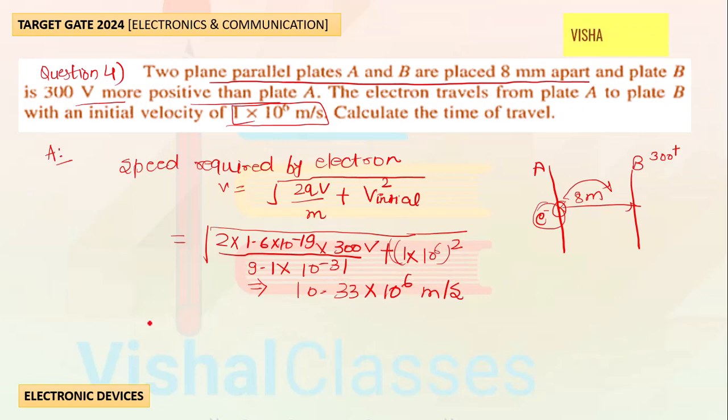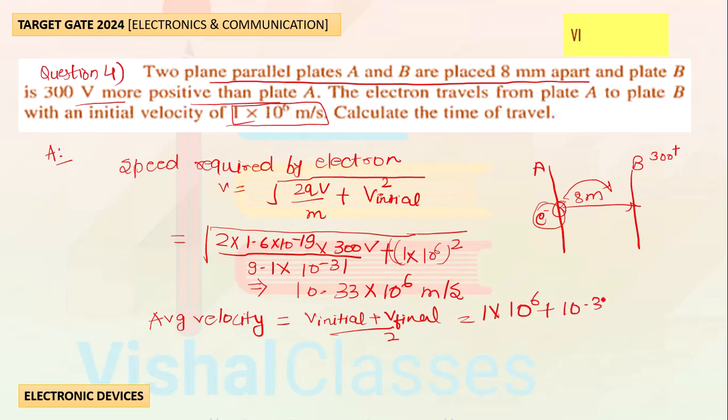Then average velocity is given as initial plus final divided by 2. Initial velocity is 1 into 10 raised to power 6, and final velocity is 10.33 into 10 raised to power 6, divided by 2, and this value comes out to be 5.665 into 10 raised to power 6 meter per second.